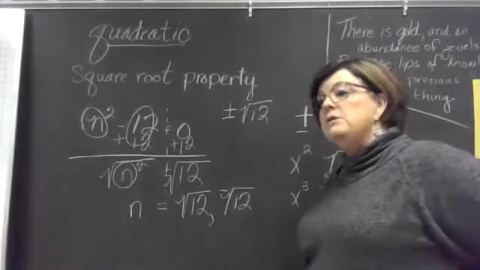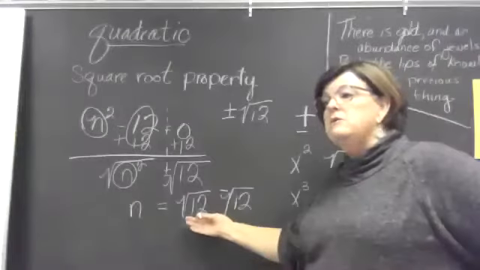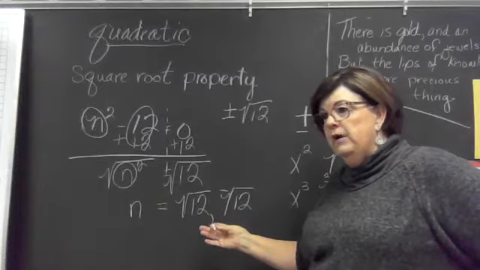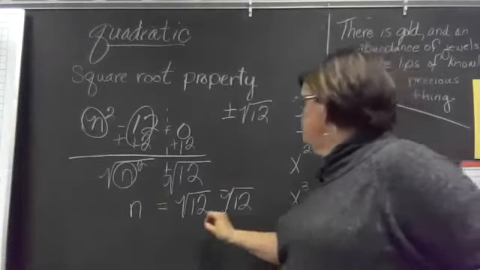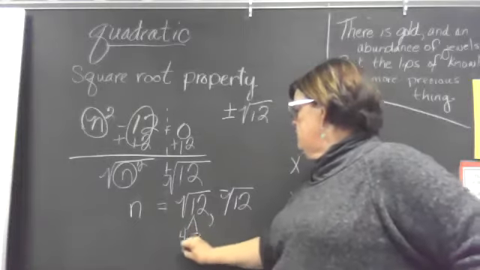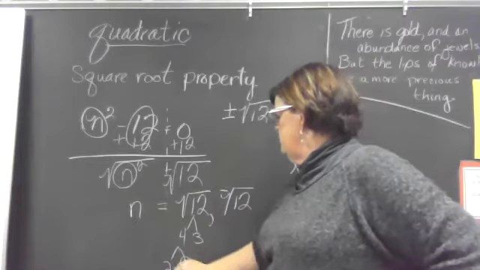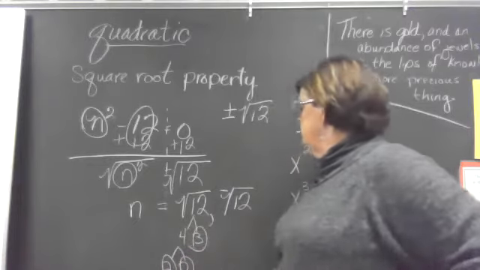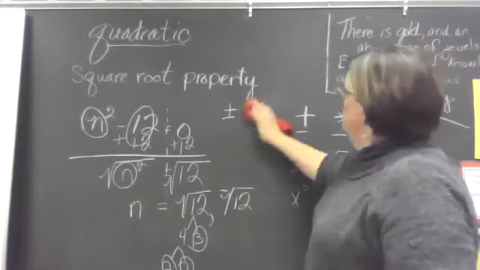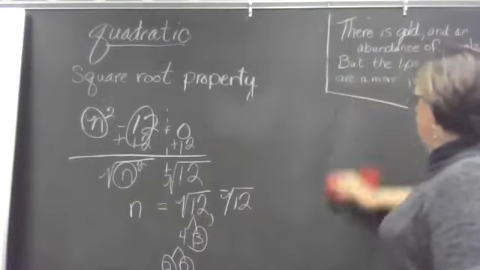Now we're going to go one step further, because we don't leave radicals, now that we know how to simplify them, we don't leave them like this. We need to simplify it. And so we're going to use our method, 4 and 3, 2 and 2. And so our final answer, I can get rid of all this extra confusing stuff.